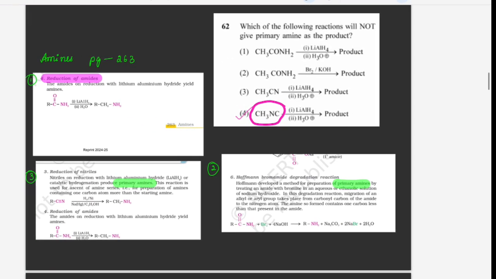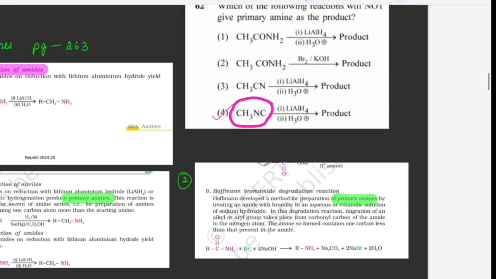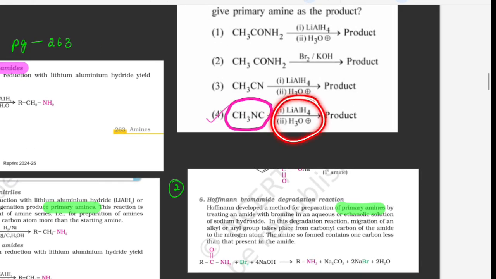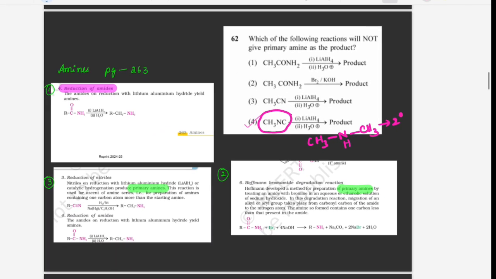Fourth one, isocyanide. Methyl isocyanide when it is reduced with lithium aluminium hydride is going to give secondary amine. You can see the product obtained here will be CH3NHCH3, which is nothing but secondary amine. So the correct option is 4.